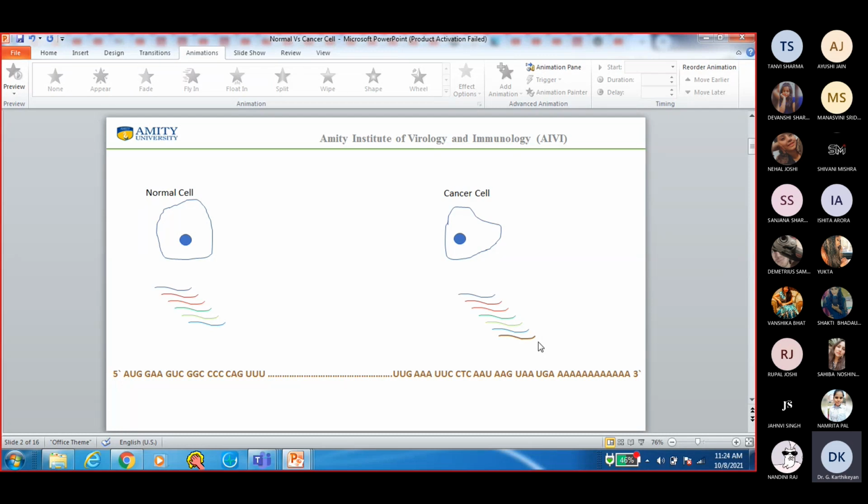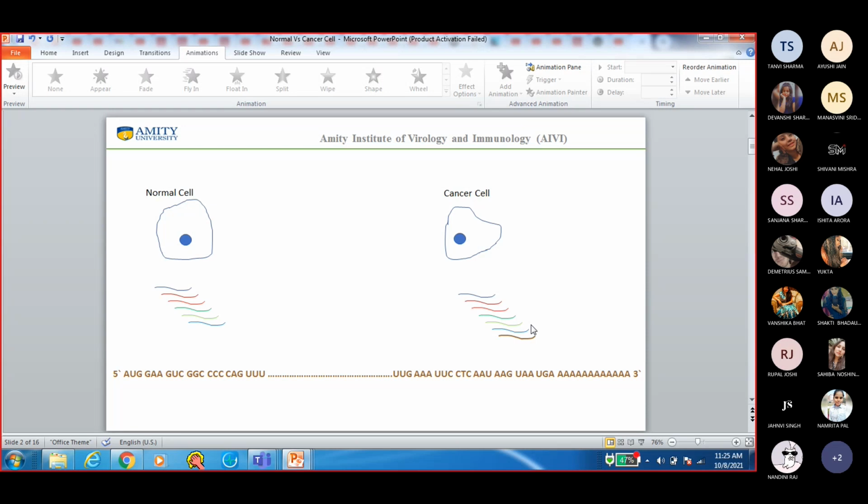Suppose, let's say, we need to target this messenger RNA alone. How can we do that? We want to target only that particular messenger. There are a lot of suggestions that if you get rid of this messenger RNA from the cell, it can probably revert back to a normal phenotype. Or let us say this brown messenger RNA is what is responsible for making a normal cell into a cancer cell.